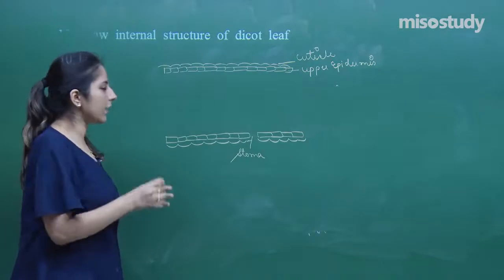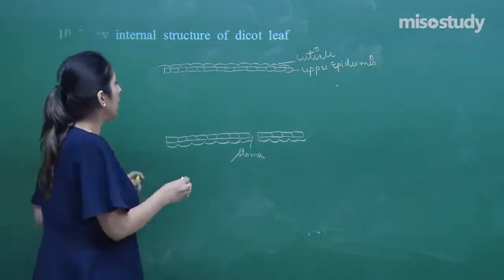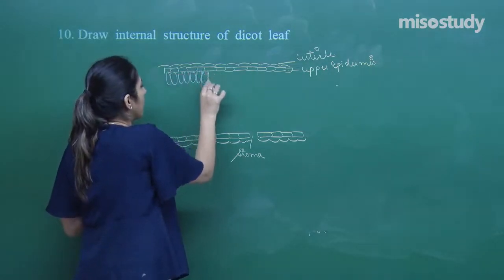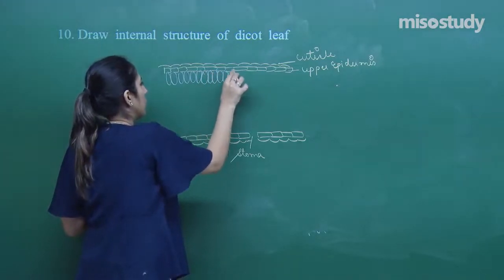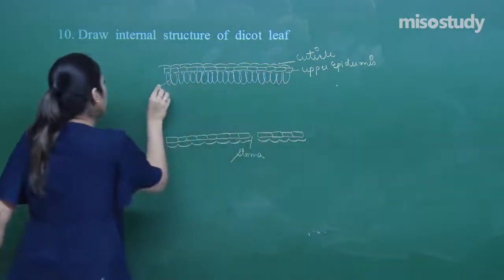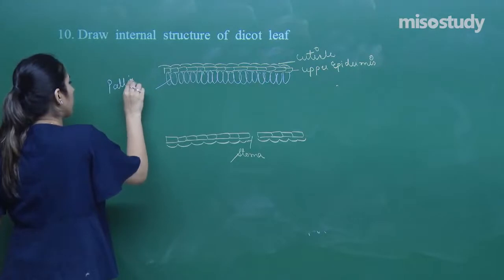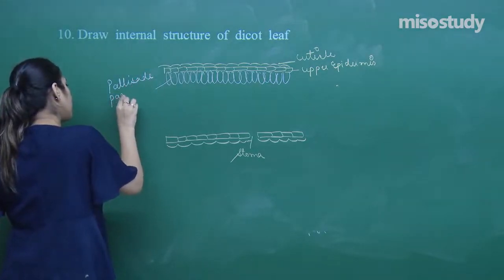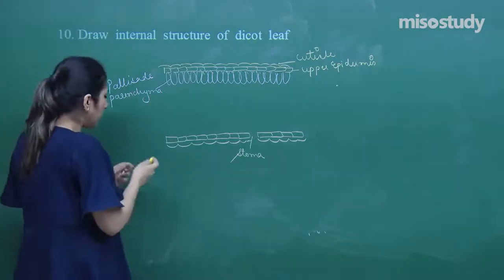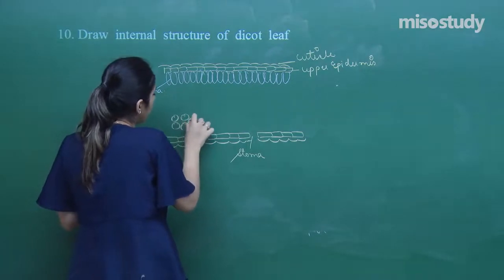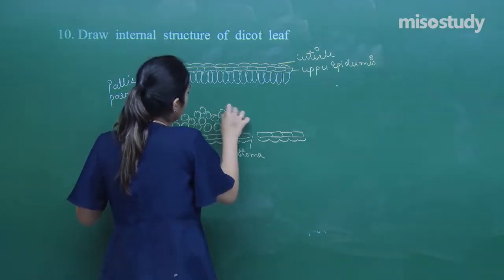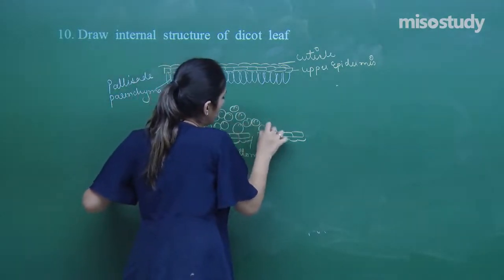They also have a cuticle present. In this case, the parenchyma cells are present. The parenchyma present towards the upper side is called palisade parenchyma. They also have another type of cells, which we call spongy parenchyma. Spongy parenchyma has spaces in them. They do have an air cavity present.